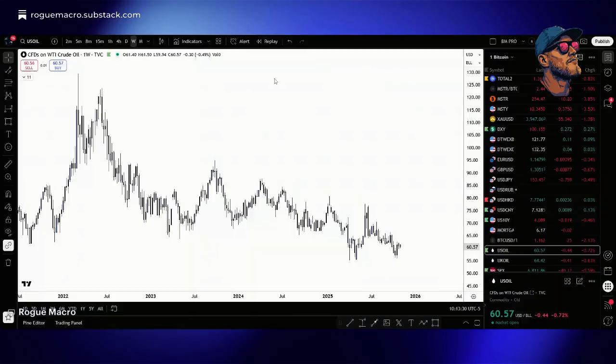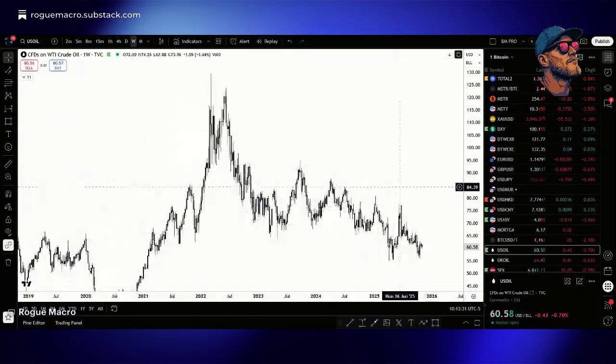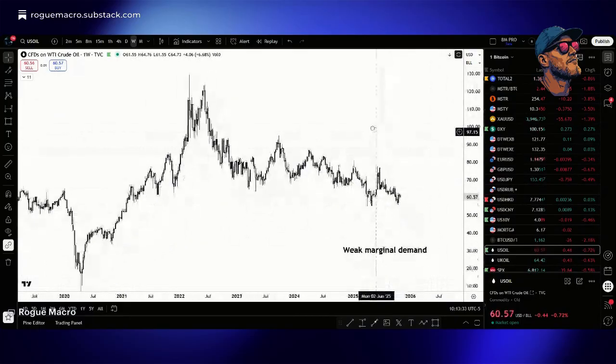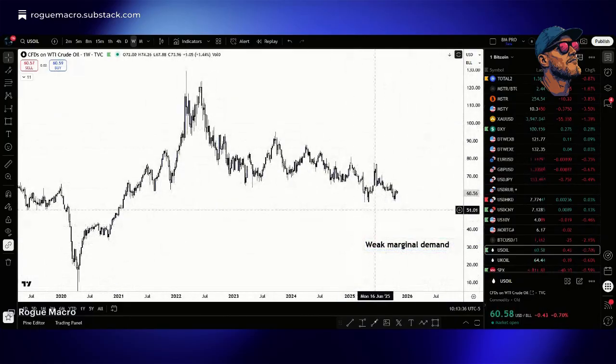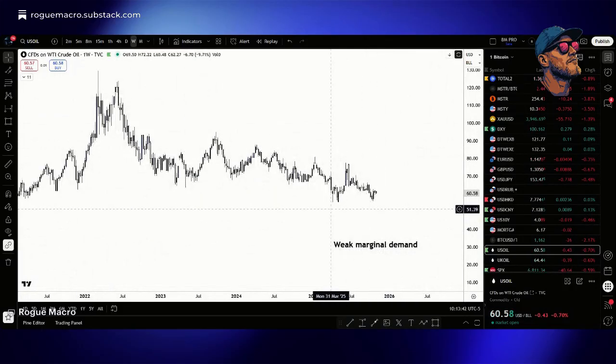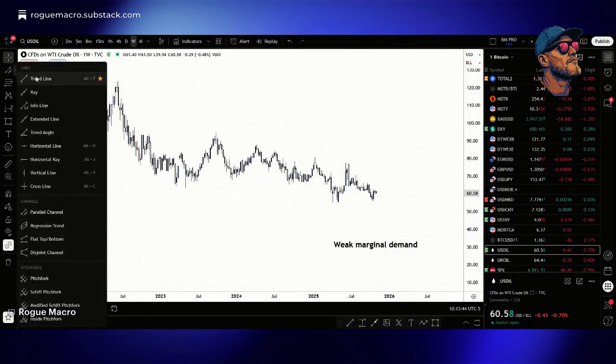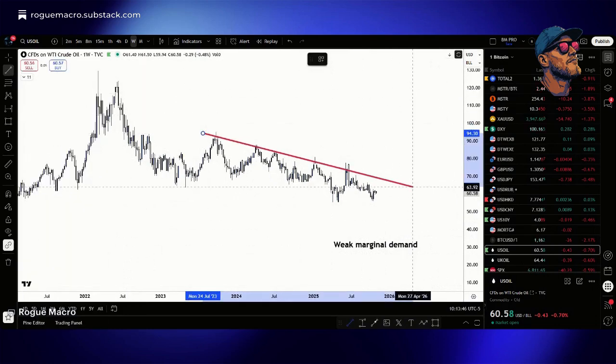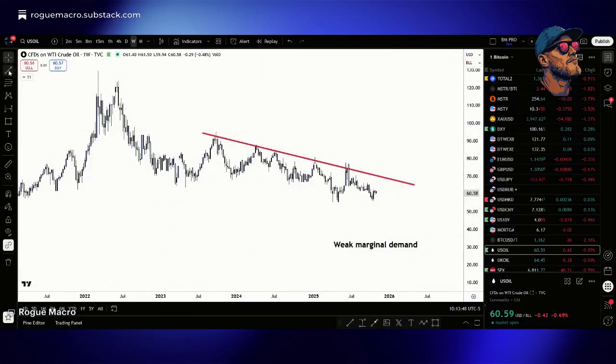All right, let's go back to oil. So in that respect, weak marginal demand is the future. We have this double bottom. I don't think that will, well, that might hold, but we'll see. We'll see which line breaks first, whether it's this line or whether it's this support.